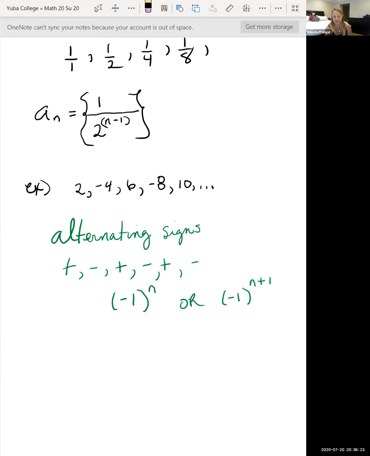And then look at it without the sign: 2, 4, 6, 8, 10. To me, that's even numbers, and we talked about even numbers being in the form of 2 times n. So we can play with this. A sub n would equal -1 raised to the n. I want it positive first, so I need an even exponent. So n plus 1 would make that even. And then to get an even number, we write 2 times n.